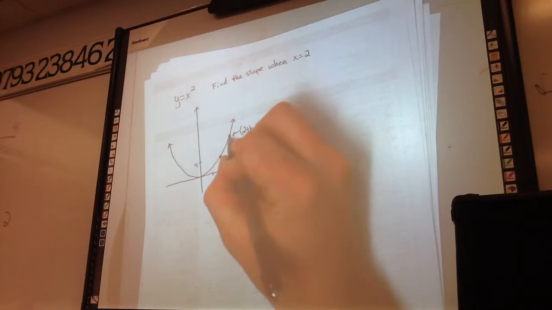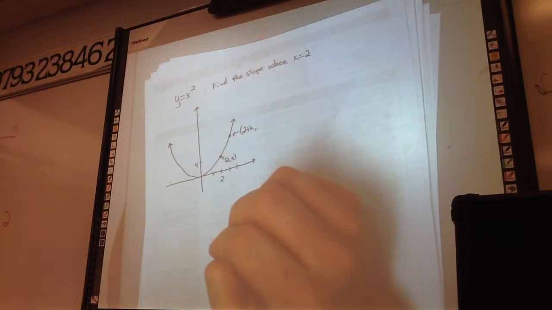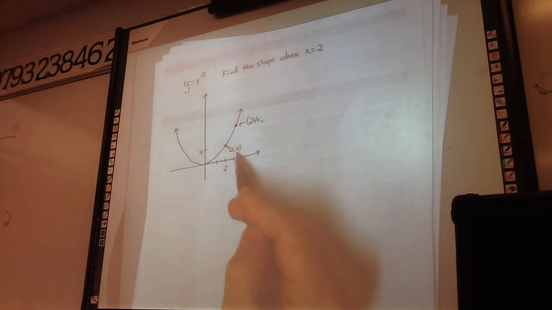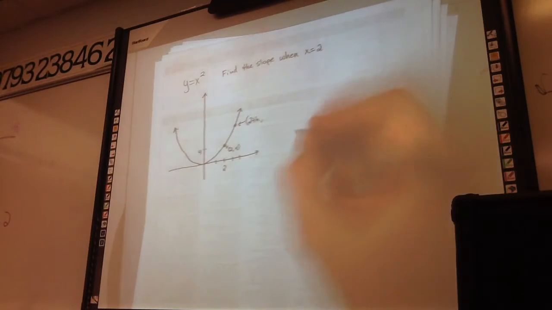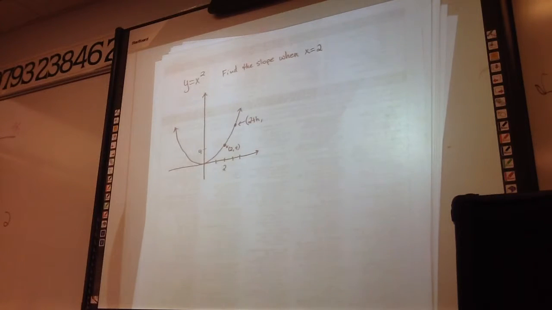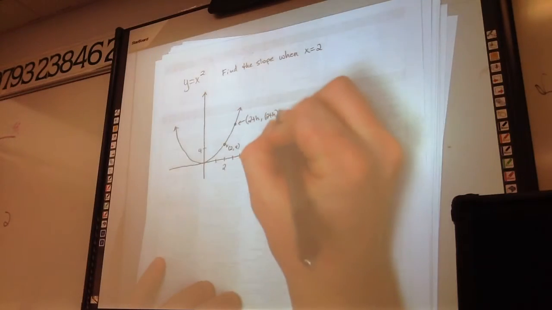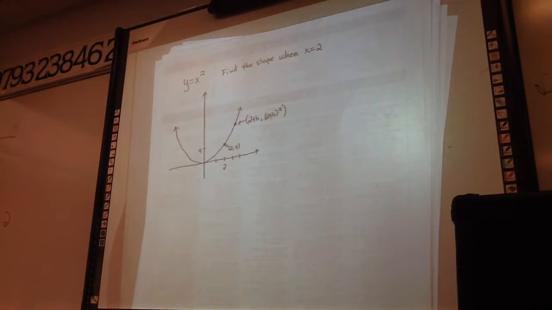So if this is 2 plus h, what is the y coordinate of that? How did you know that was 4? You squared it. Plug 2 in: 2 plus h, squared. It's not 2 plus h squared, it's (2 plus h) squared. I was doing parentheses with my hands. (2 plus h) squared would be that one, right? Okay, that makes sense.